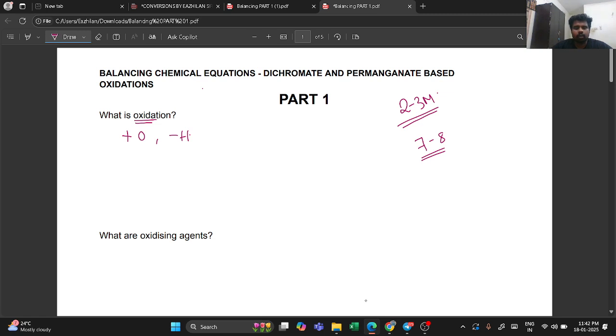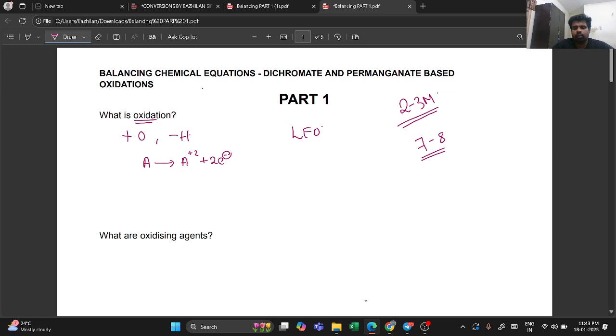With respect to balancing, we are concerned only about the electronic changes or electronic transactions happening during a chemical reaction. Like for example, you might have studied this. Okay, so for any element, suppose let us take that element A is going to lose 2 electrons. After losing 2 electrons, it is going to get a plus 2 charge. So in terms of electron transfer, I can say that any element, if it loses electrons, then it is said to be oxidized.